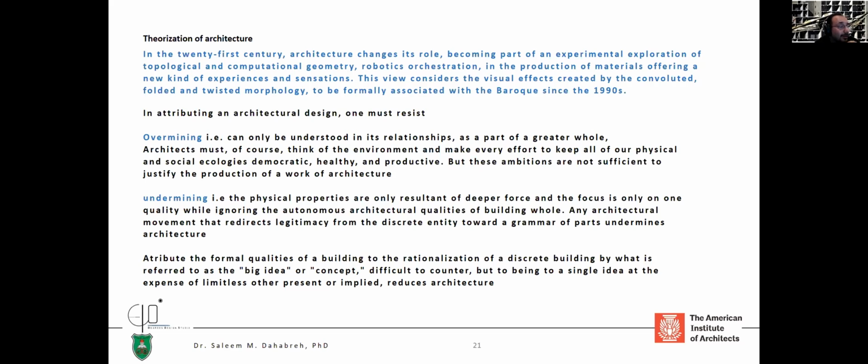Architecture has to be critical of what Harman said: overmining, undermining, and dual-mining. Architecture should not be reduced to a set of relationships, to only be understood as part of a greater whole. Relationships are not the only determinants of architecture. Undermining, architecture should not be only reduced to a concept, to a sentence. It should not be reduced to a language. Architecture is about a totality, a performativity of some sort.